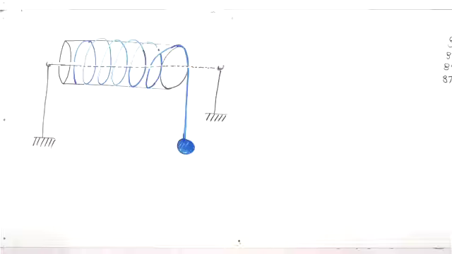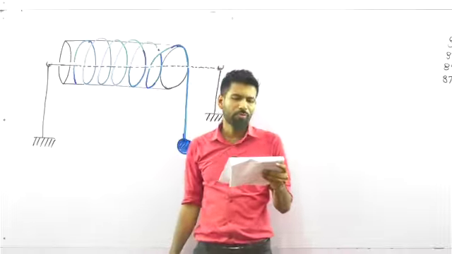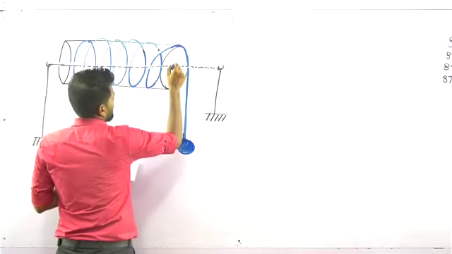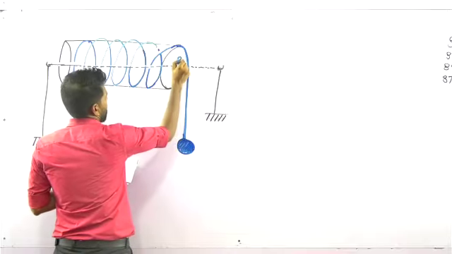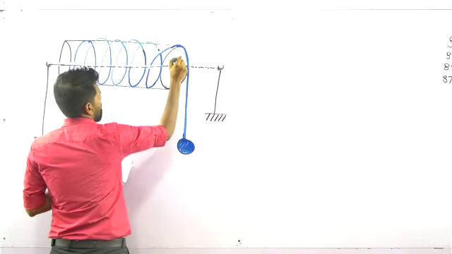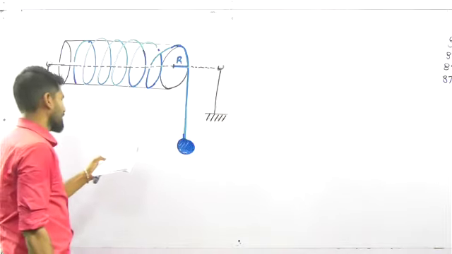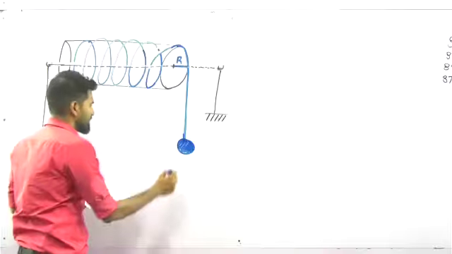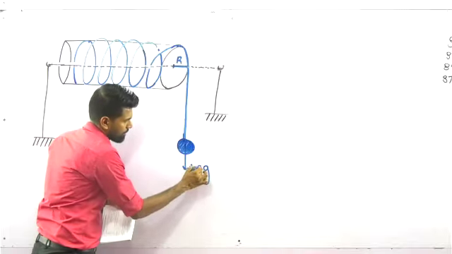Now, what they ask: a light string is wound round a drum of radius r. A mass m is attached to the end of the string and allowed to fall, giving a weight of mg.